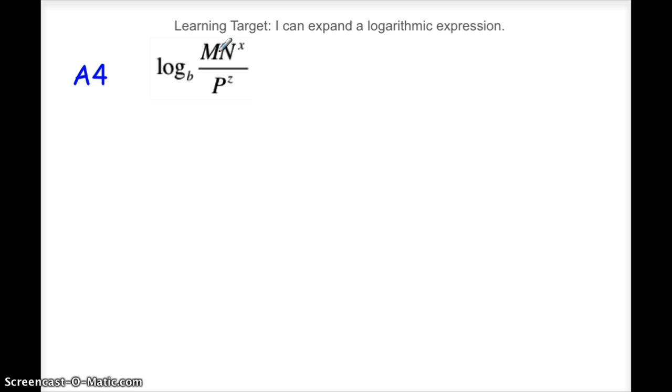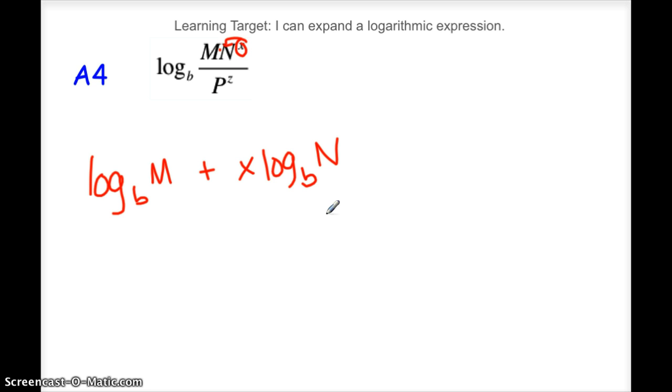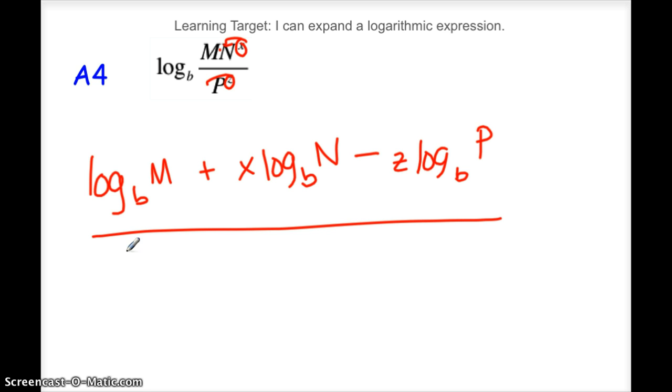Hopefully you're catching on. We're going to break up the numerator. Since it's multiplication, we're going to break it up with addition, so log BM plus log BN, but N had a power, so I'm just going to go ahead and bring it out front when I write this expansion. Now P is at the bottom, meaning it's being divided, so I have to subtract log BP, but P had a power, so I'm going to do the same thing. I'm just going to go ahead and bring it out, and then that way my expansion will be done.